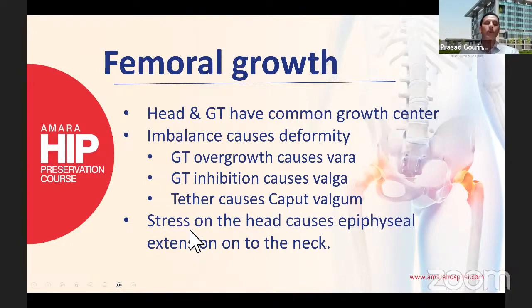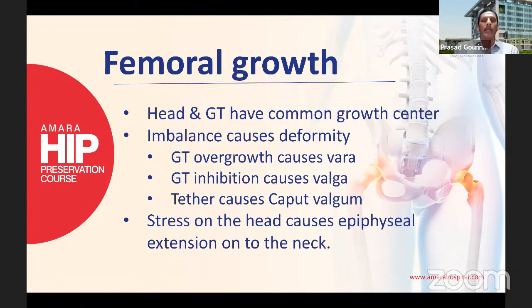And another thing about femoral growth is a lot of stress, jumping and running stress, in a pediatric patient between 5 and 10 years of age. That puts a lot of pressure on the head. It will cause epiphyseal extension. The epiphysis grows onto the neck and forms cam morphology or a cam defect. This is considered to be the leading cause of cam impingement. Most active children have cam morphology.